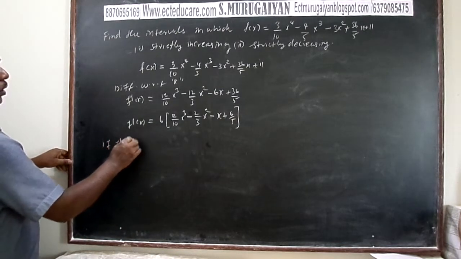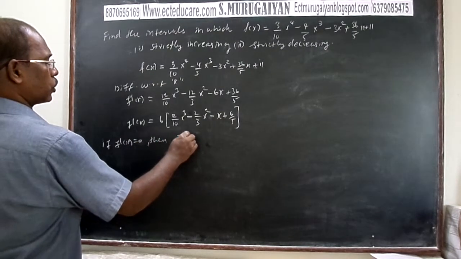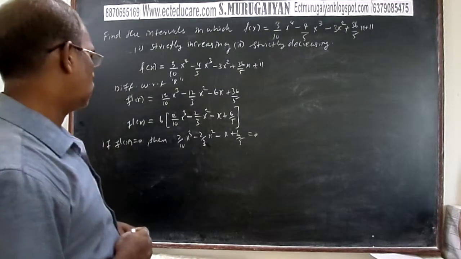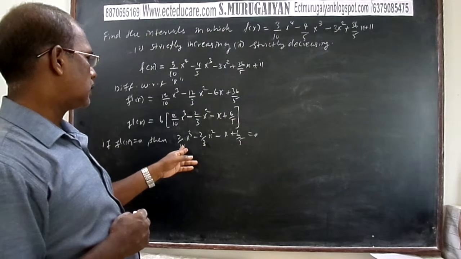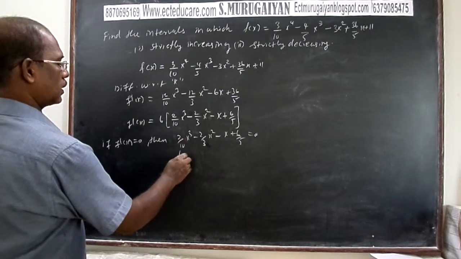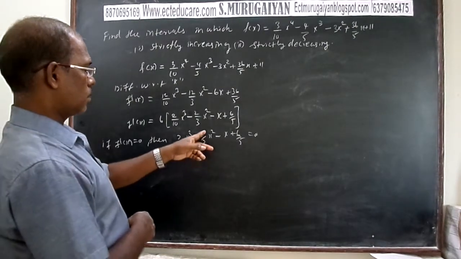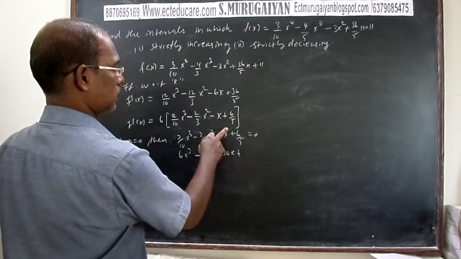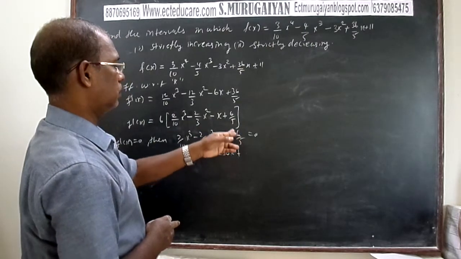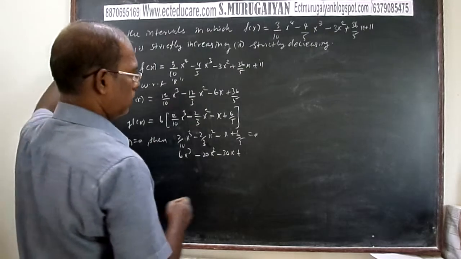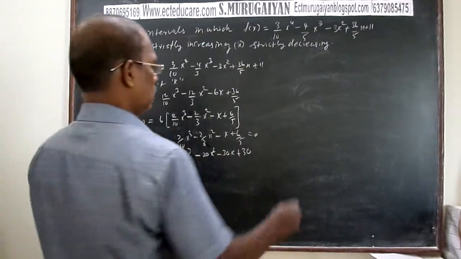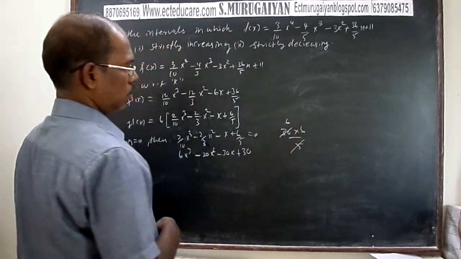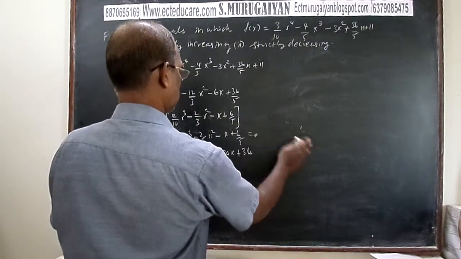And if f'(x) is equal to 0, then 2/10 x^3 - 2/3 x^2 - x + 6/5 equals 0. If you multiply throughout by 3 into 10, that is 30, we get 6x^3 - 20x^2 - 30x + 36 equals 0.